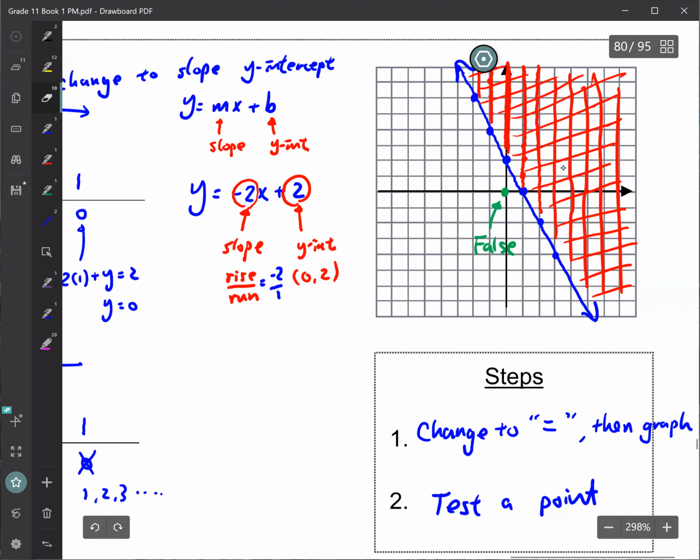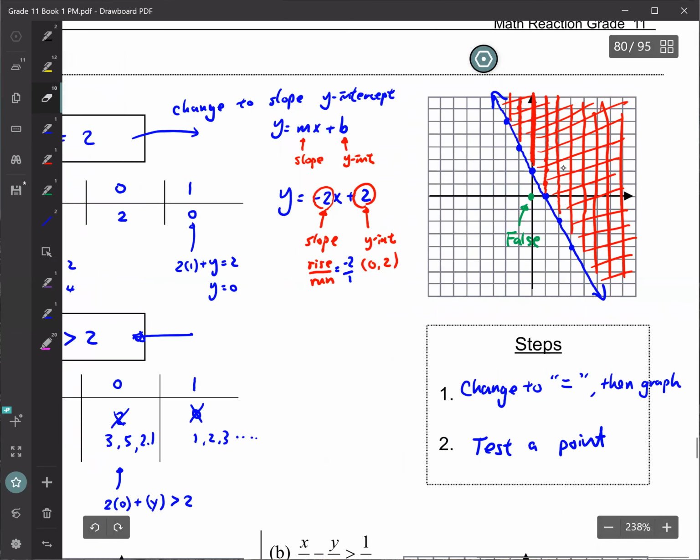But then you are interested in the answers, right? The true ones. So if 0, 0 is false, that means the other side must be true. So you'll be shading the side that is true. So after you test the point, you shade the true side.